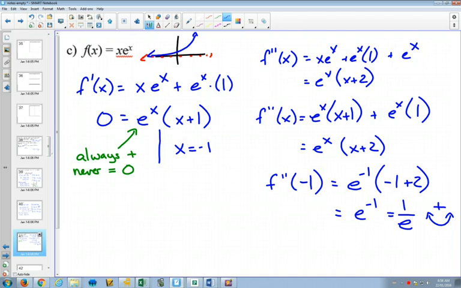So now what do we know? We know that our point, when x is -1, and when we plug that back into our original equation, we get negative e to the -1. We know at that point we have a local minimum.